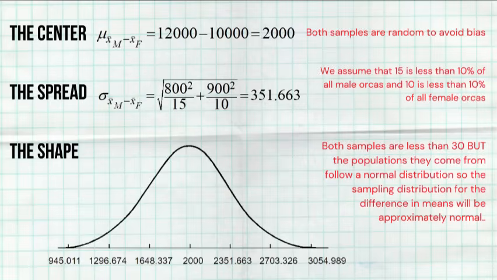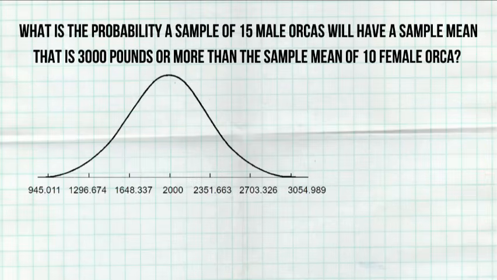All right, so we have our sampling distribution model centered at 2,000 pounds, but the difference could be a little bit more and the difference could be a little bit less. All right, let's answer a couple questions based on this. What is the probability a sample of 15 male orcas will have a sample mean that is 3,000 pounds or more than the sample mean of 10 female orcas?